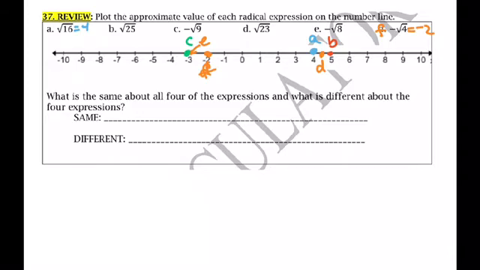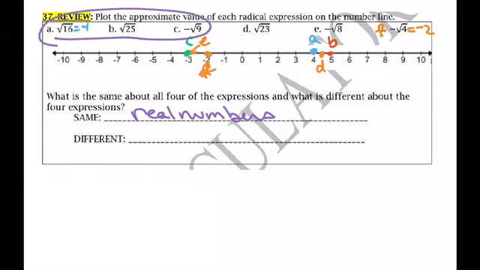Actually, there's 6 expressions. So with these 6 expressions, what is the same? So you might have thought they're all on the number line, which is true, they all are, okay? And the reason that they're all on the number line is because they're all real numbers. Okay, as far as what is different, what was different? We noticed that these first ones right there and this one right here, those were integers, but then some were not.